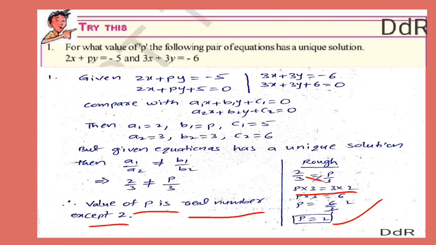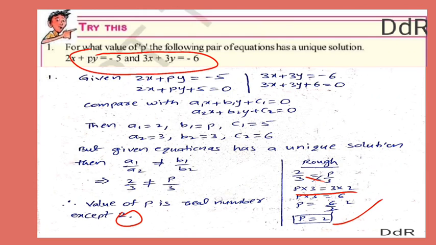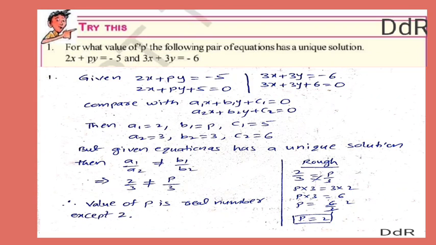Understand, children? When you substitute p equals 2, what will happen? The two fractions will become equal, but we require not equal. So that is why, except 2, you can substitute any p value. Then the given pair of equations has a unique solution. Okay, so to find out the p value, do some rough work on the right side and find the p value by taking the equal symbol. Then we can write the answer as: the value of p is a real number except 2.